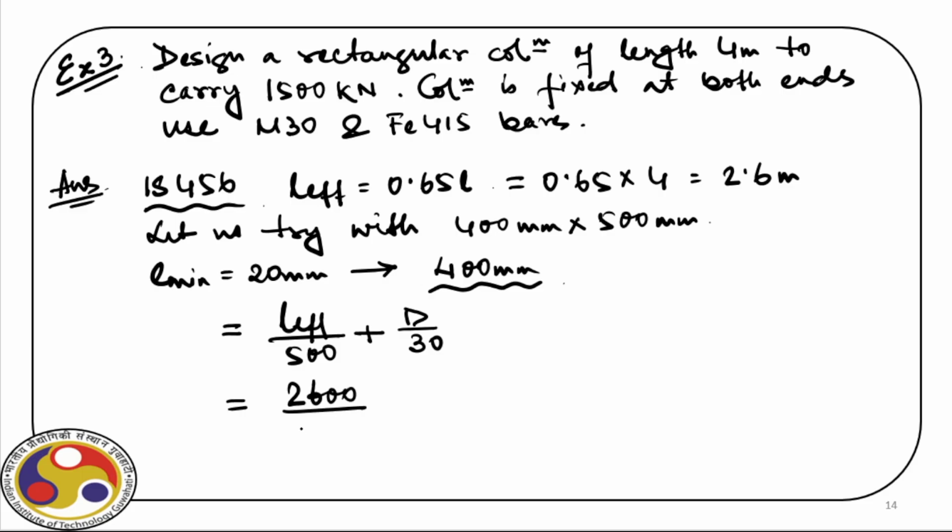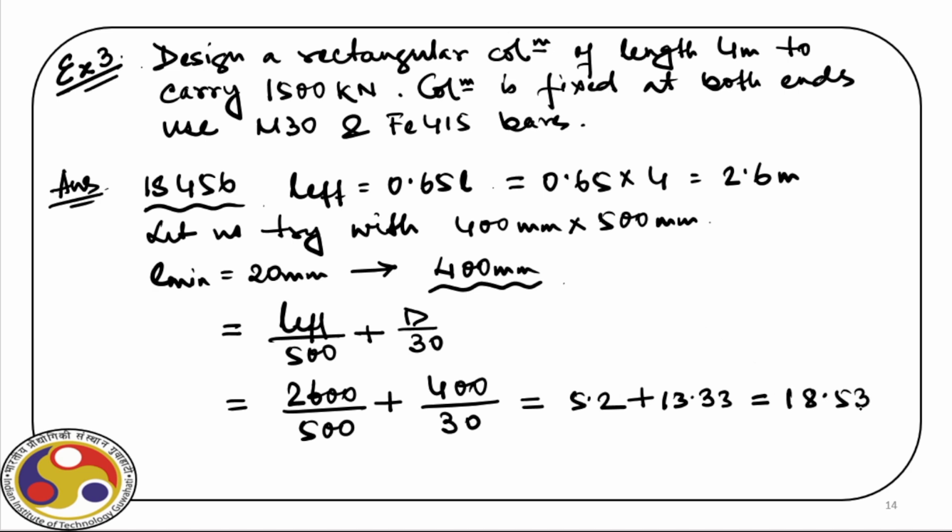2600 divided by 500 plus least lateral dimension, that is 400 divided by 30. So this is equal to 5.2 plus 13.33, which is equal to 18.53.